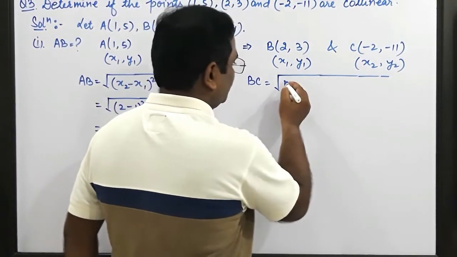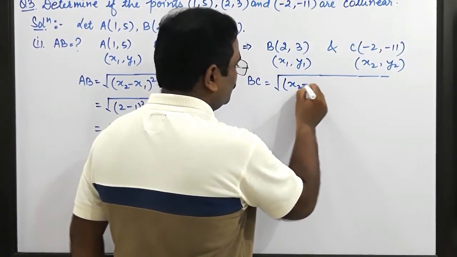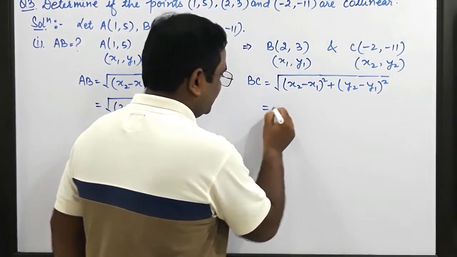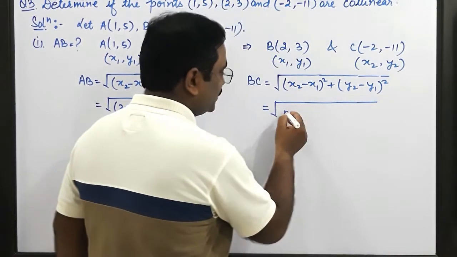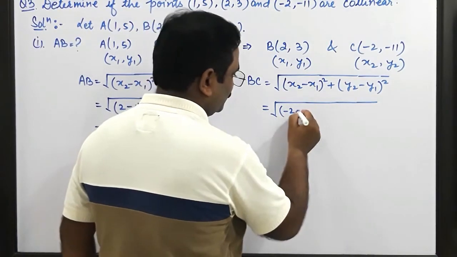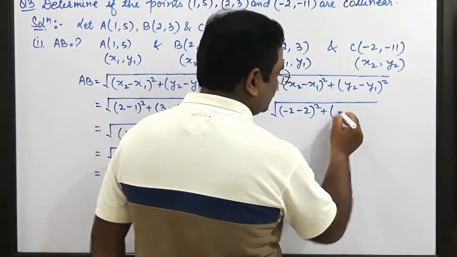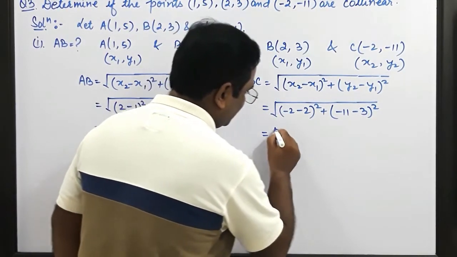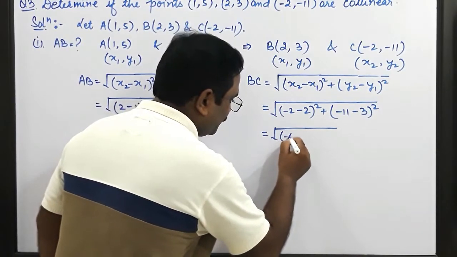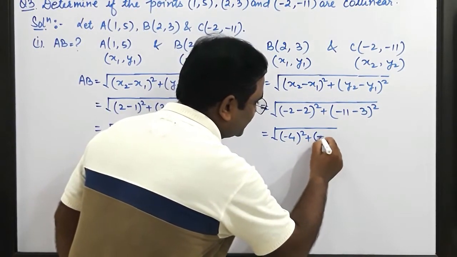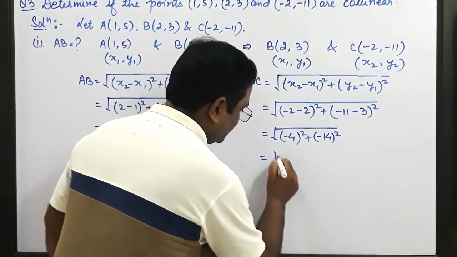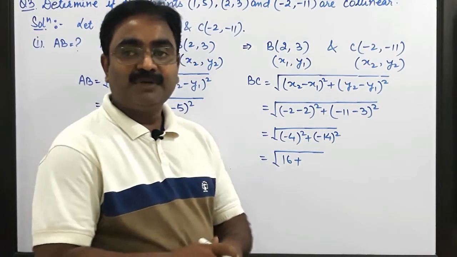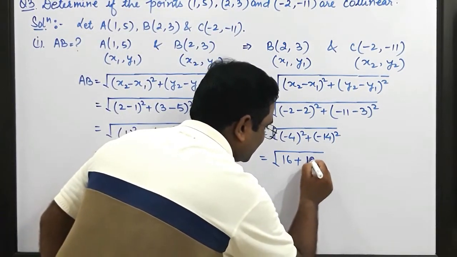Let us again substitute in the formula: x2 minus x1 whole square plus y2 minus y1 whole square. Substitute these values. x2 is -2 minus x1 is 2 whole square plus y2 is -11 minus y1 is 3 whole square. Find the square of these. It is -2 minus 2 which is -4 whole square plus -11 minus 3 which is -14 whole square. Find the square of these. 4 4s are 16 plus 14 into 14. 14 into 14 is 196. 14 square, that is plus 196.